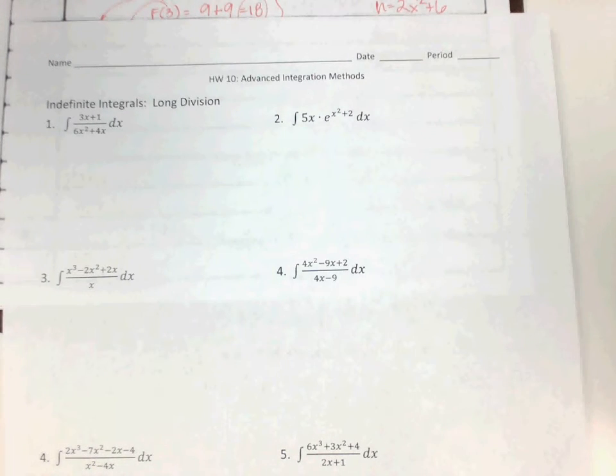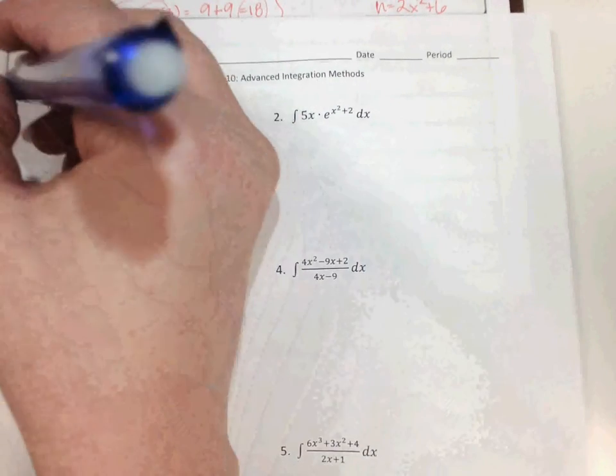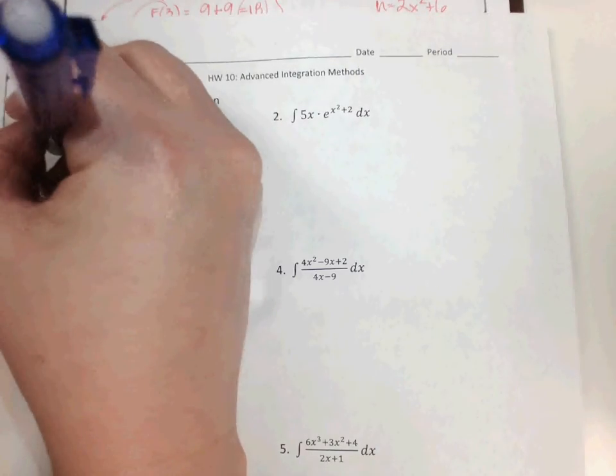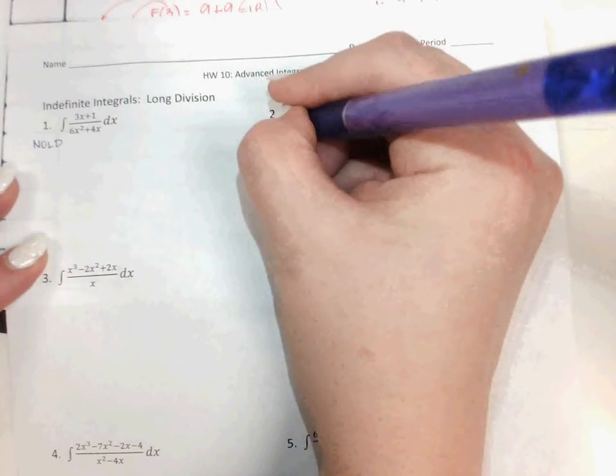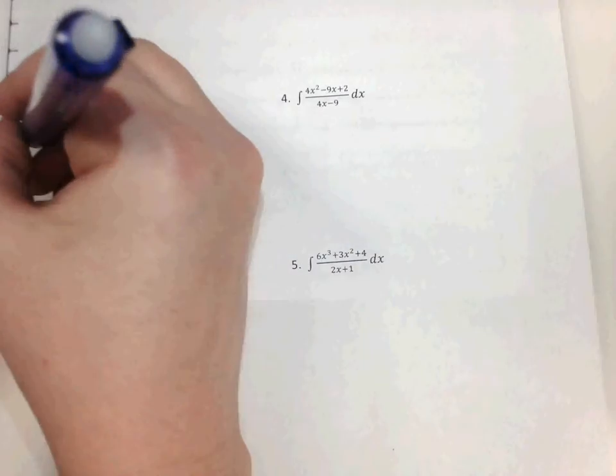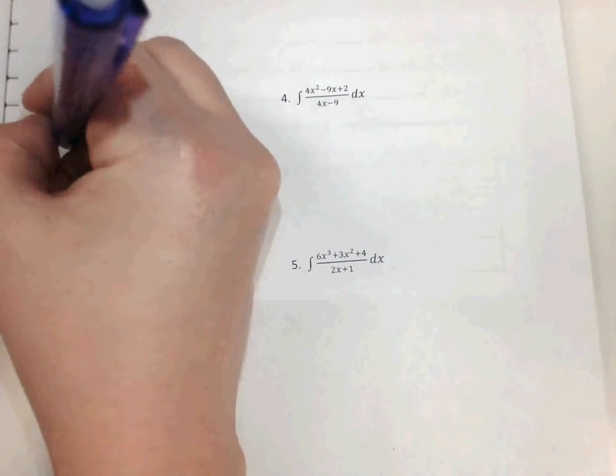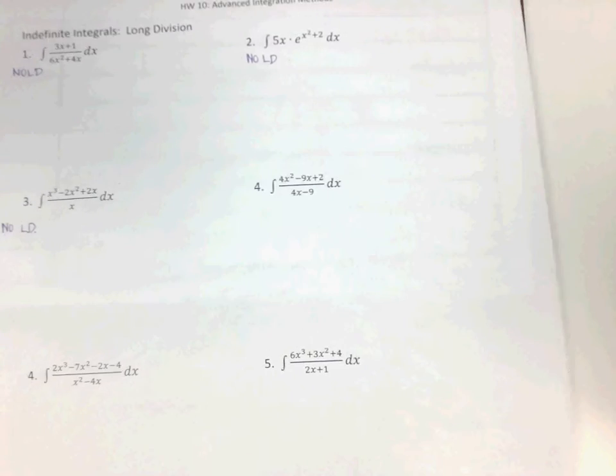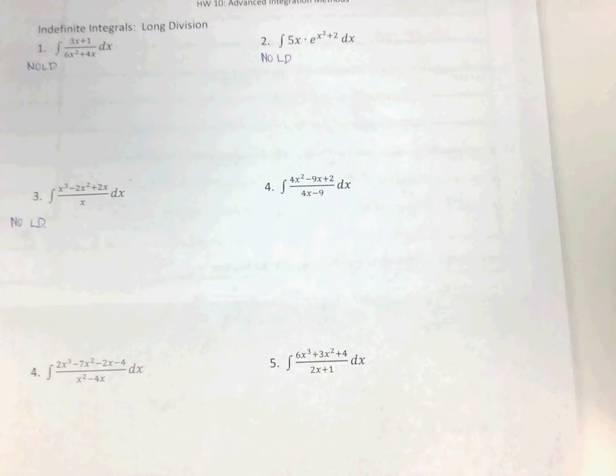By number 4, you have to do long division. So 1, 2, and 3 are not long division. I'm going to put no LD, no LD, and no LD. So 1, 2, and 3, you are not doing long division. You can get around it, so I would avoid it if you can. You could do number 3 by long division, but it's totally going to be a waste of time, because you could just divide each of those by an x and do a regular integral.